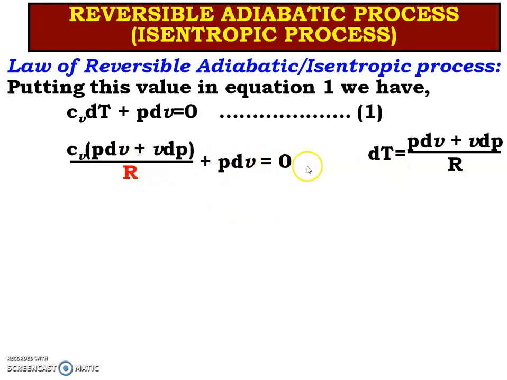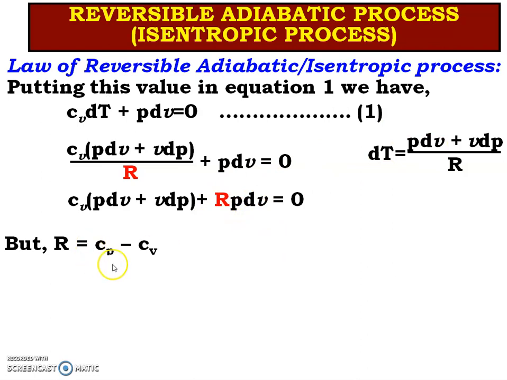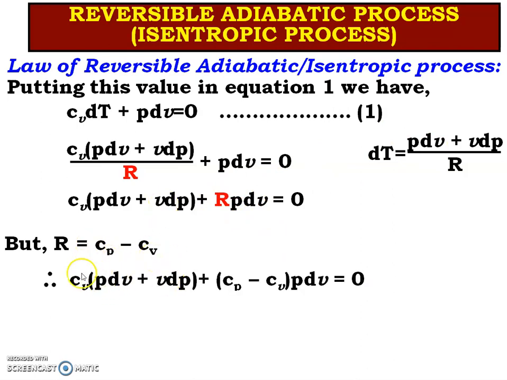Multiply this equation by R. So we are going to get Cv into PdV plus VdP plus R into PdV is equal to 0. Now we know that R is equal to Cp minus Cv. So put the value of R, that is Cp minus Cv, in this equation. We are putting it Cv into bracket PdV plus VdP plus Cp minus Cv into PdV is equal to 0. Now open all the brackets.